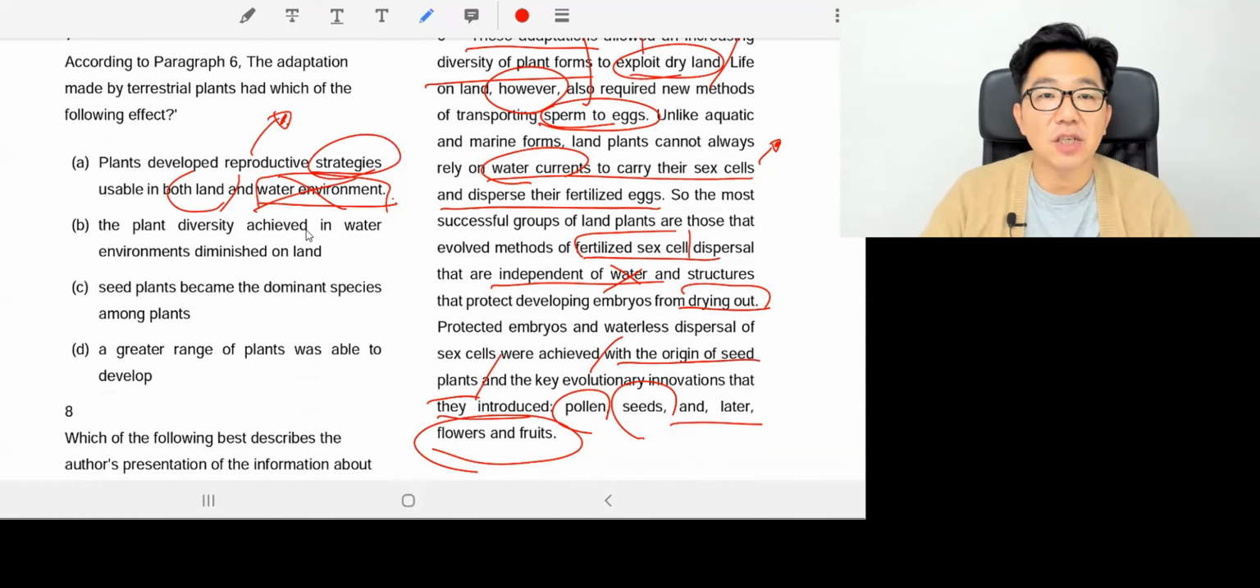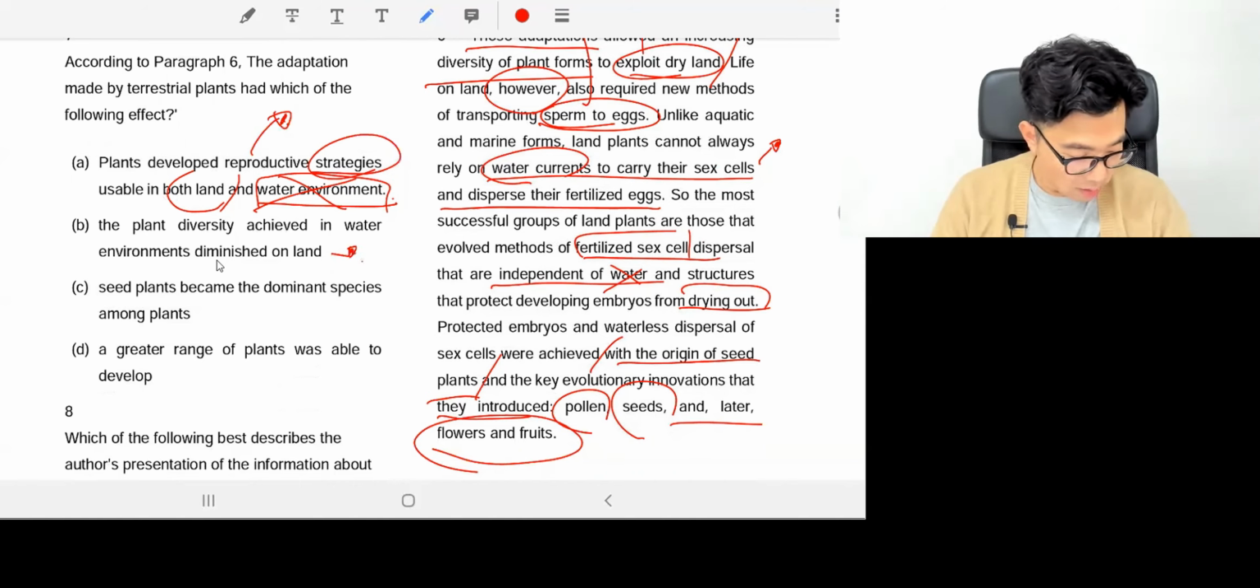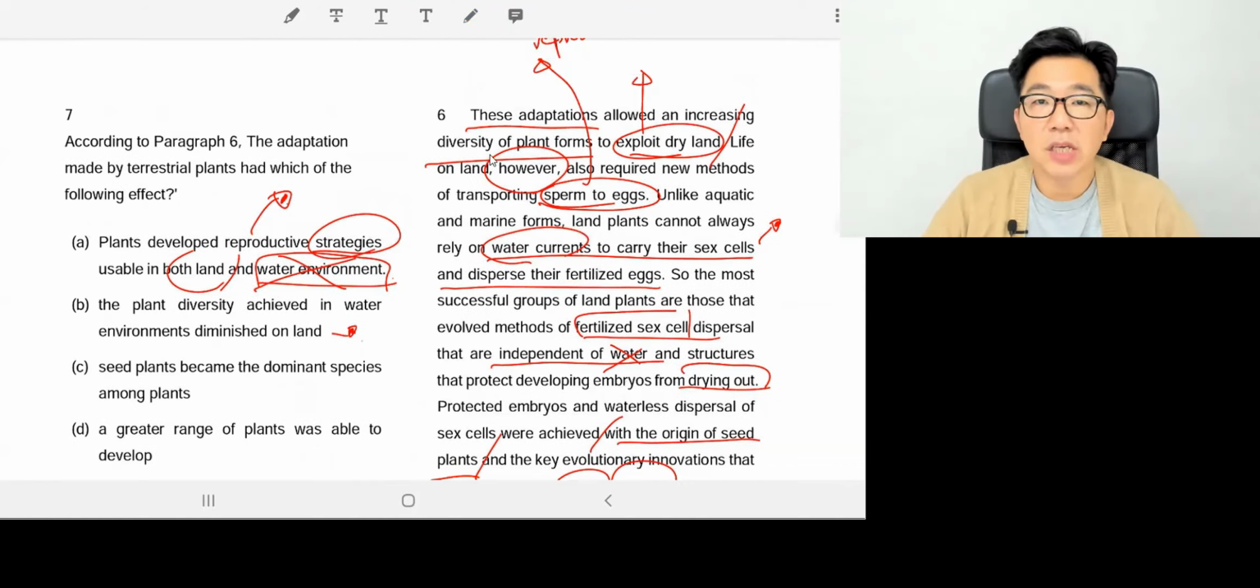B: The plant diversity achieved in water environments diminished on land. It's just not mentioned. It's a reading test, so you have to find the evidence in the passage, and the passage clearly says these adaptations allow an increasing diversity of plant forms. So plant diversity increased. So B is wrong.